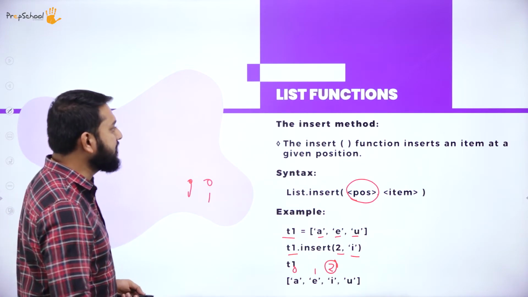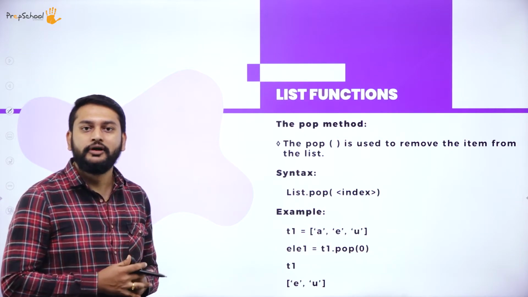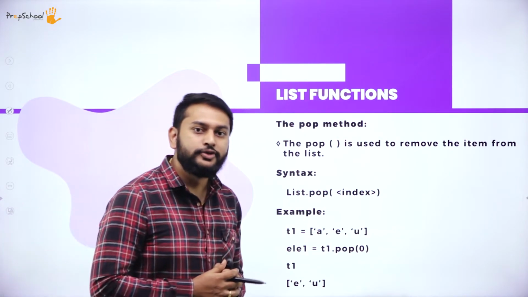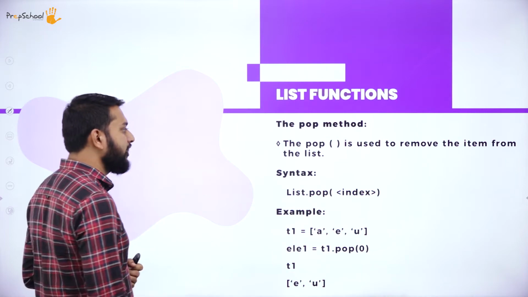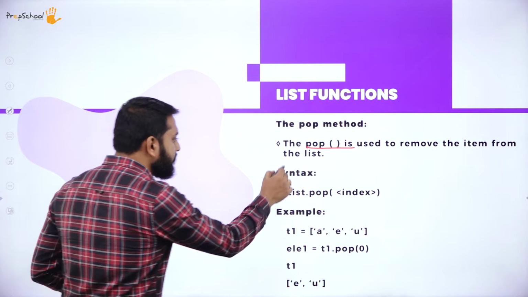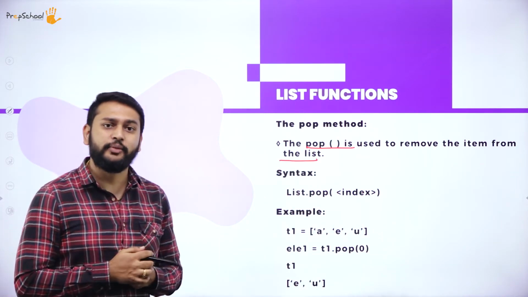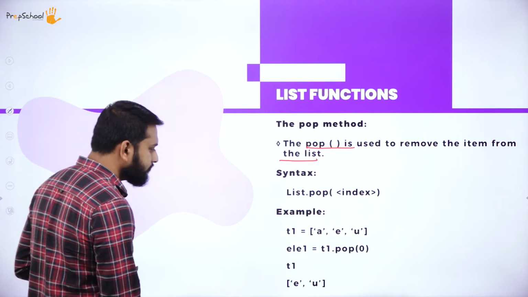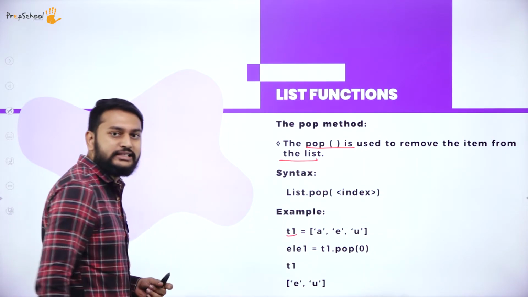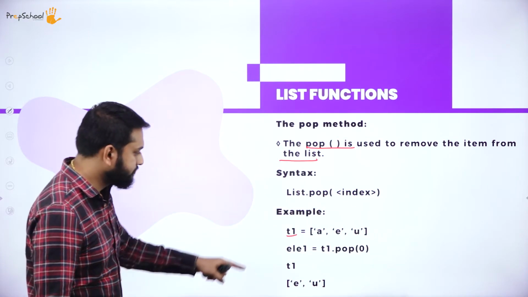Moving on to the next function, I have pop. What is the use of pop? Why do we use pop? Guys, please listen to me carefully. Pop is a function which is used to remove an item from the list. How exactly is it removing? Let's check. I have the list, that is T1, with A, E, U, that is what I have.